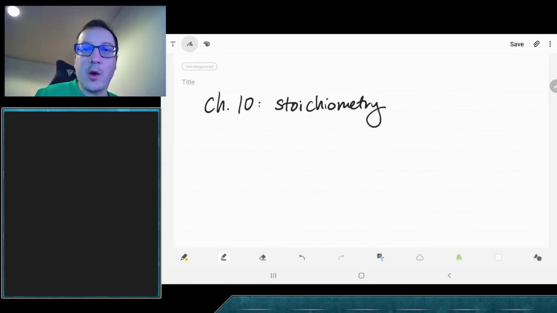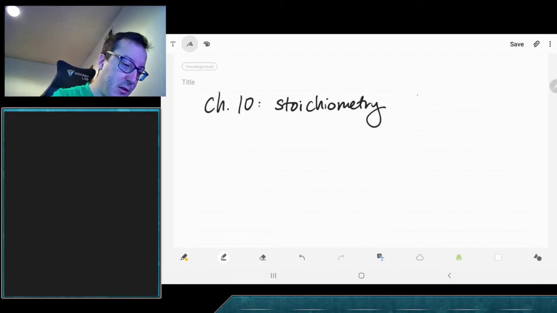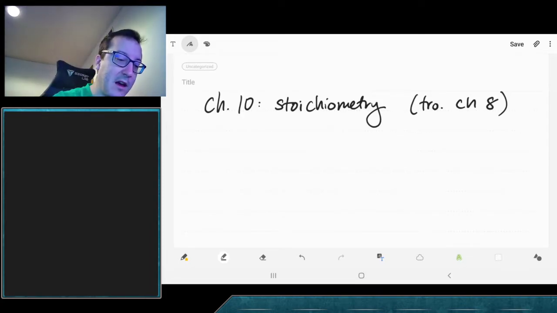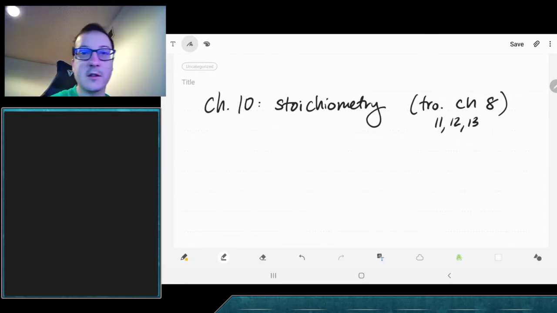So today we are going to start chapter 10, which is stoichiometry, a fancy word. We won't really be learning the word itself, because it describes a process we'll be doing for the next couple of days. Intro, I think this is chapter 8. But if you are using Tro, you'll also have parts of it from chapters 11, 12, and 13.